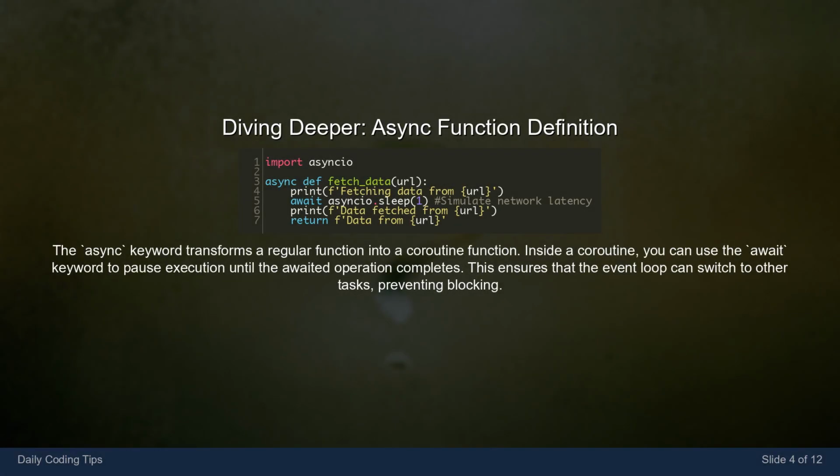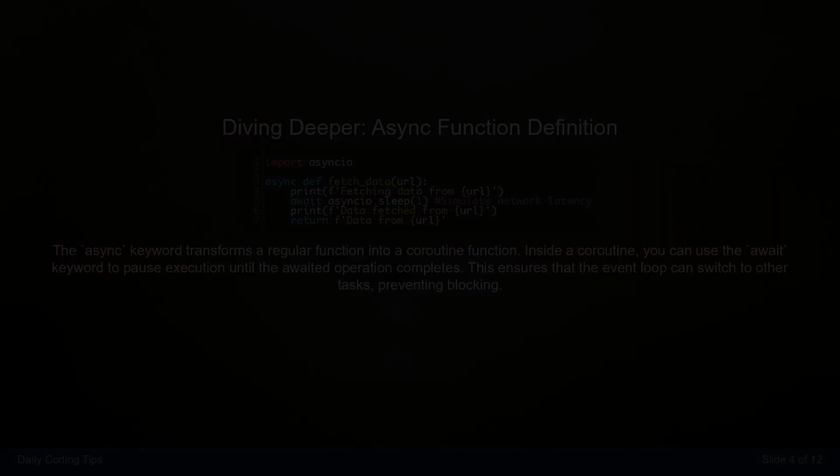The async keyword transforms a regular function into a coroutine function. Inside a coroutine, you can use the await keyword to pause execution until the awaited operation completes. This ensures that the event loop can switch to other tasks, preventing blocking.